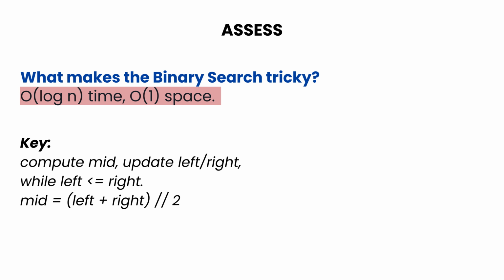Key pitfalls: computing mid, updating left and right correctly, and using while left <= right to avoid infinite loops. We'll return as soon as nums[mid] equals target, else move the appropriate boundary.